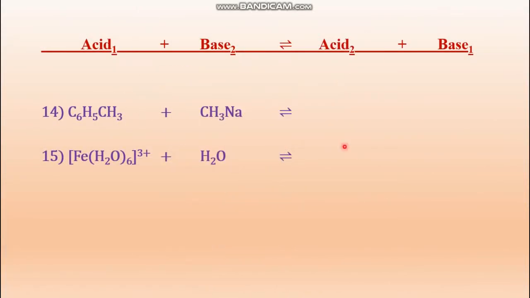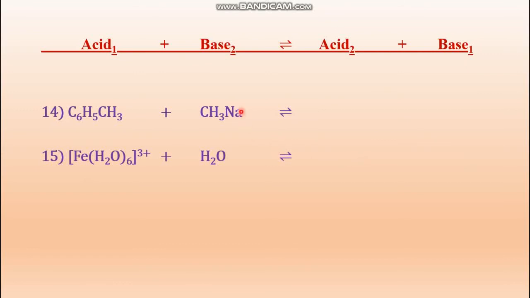Now we move on to example number 14 and 15, where toluene reacts with CH3Na and this hexaaquairon(III) ion reacts with H2O. So can you imagine what should be the conjugate acid and conjugate base? This is species 2, what should be here? And this is species 1, what should be here? Or this is species 1, what should be here? And this is species 2, what should be here? Okay, try to imagine or try to guess the answers.